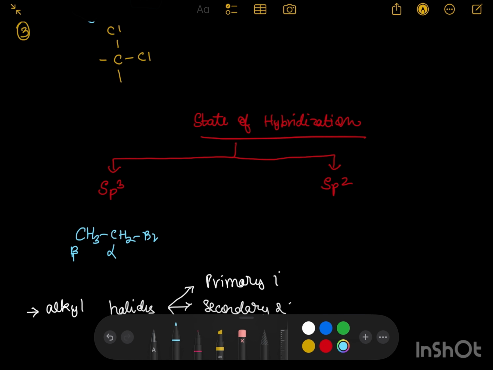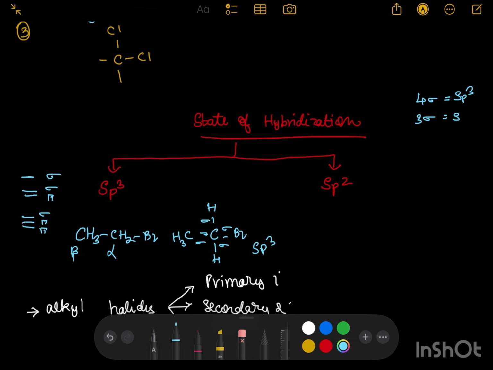So if I'm trying to find out the hybridization of this alpha carbon, how will I find it? The C, H, H, Br, and then CH3. Every single bond has a sigma bond. Double bond has a sigma and a pi bond, and triple bond has a sigma and two pi bonds. Alright? Clear? So there are 4 single bonds over here. So what is the hybridization over here? sp3. 4 sigma bonds equals sp3 hybridization. 3 sigma bonds equals sp2 hybridization. 2 sigma bonds equals sp hybridization.